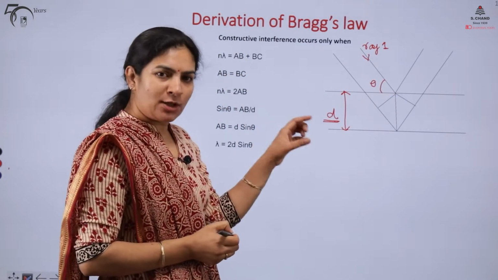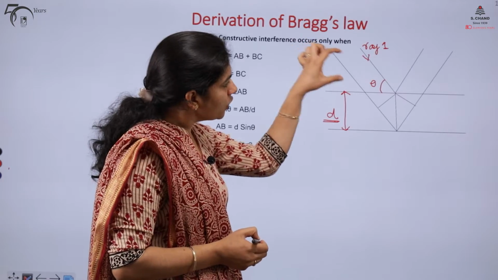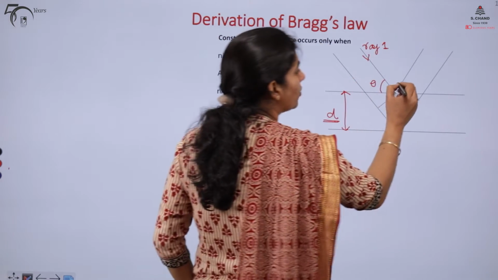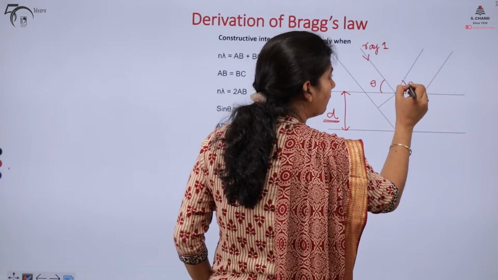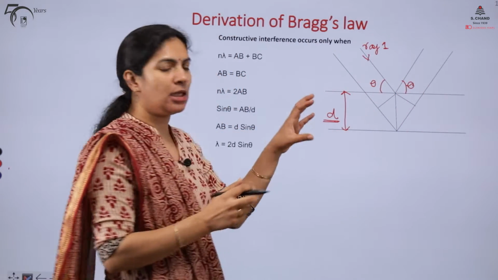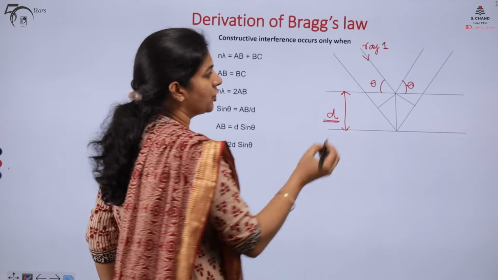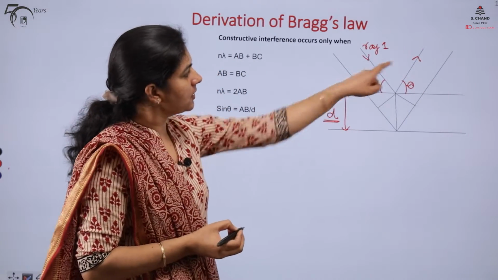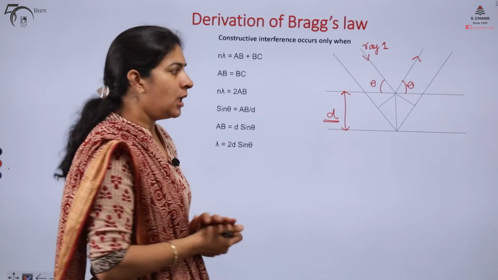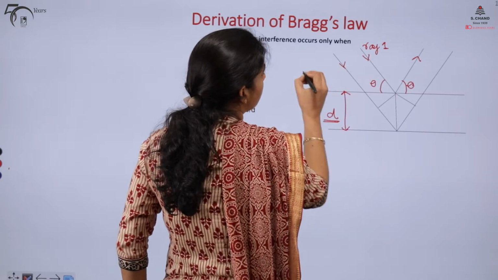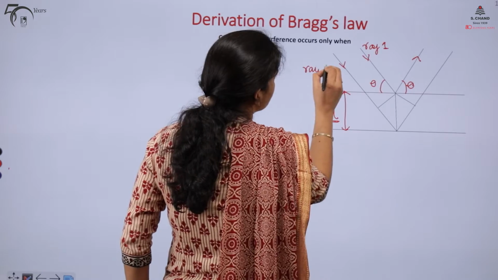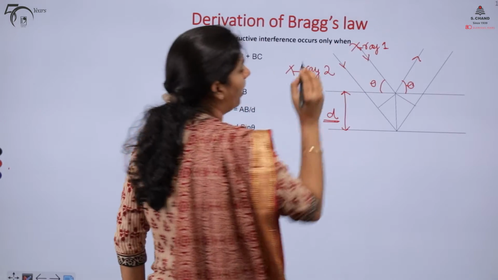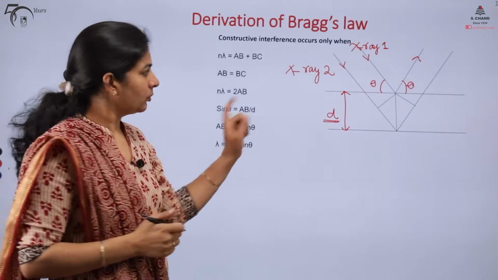Now the law of reflection says that the angle at which it strikes the surface, with the same angle it will leave the surface also. Therefore the angle of incidence is equal to the angle of reflection, and this will be reflected from the surface in this manner. Now let's say the second ray also strikes the surface. These are all X-rays, X-ray 1 and X-ray 2.